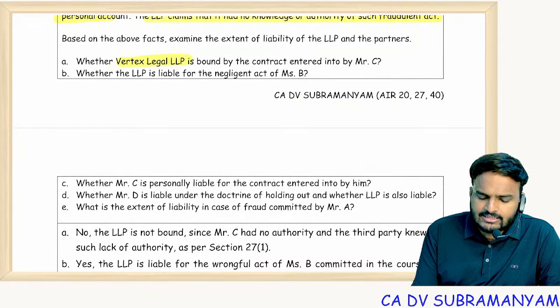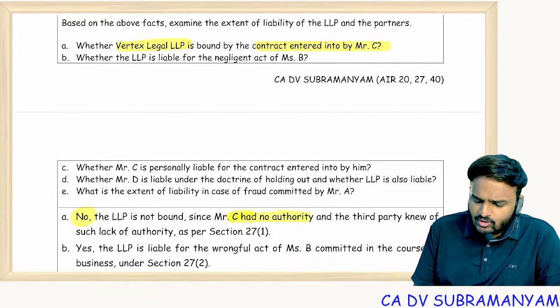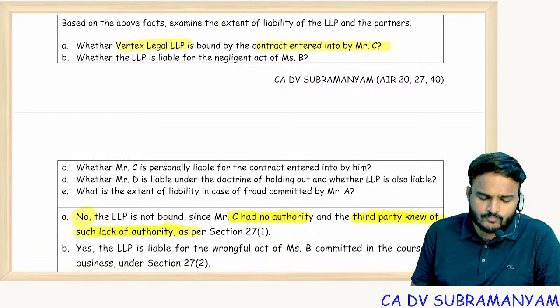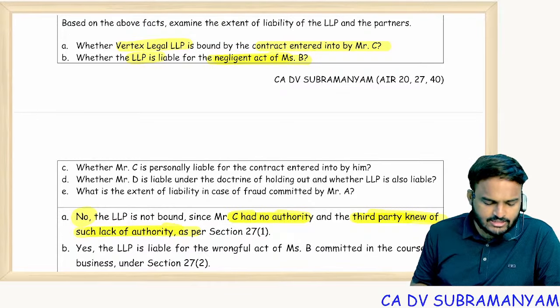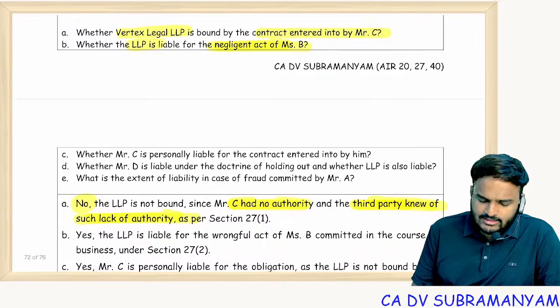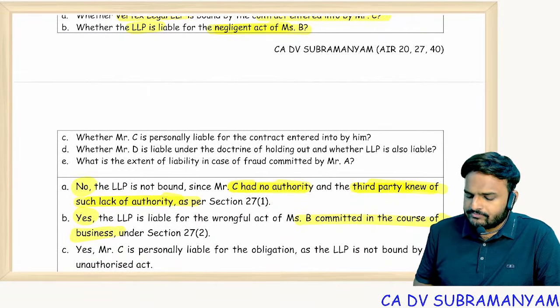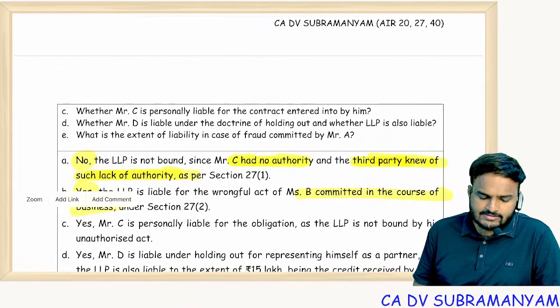Whether Vertex Legal LLP is bound by the contract entered into by Mr. C? Answer is no, because he had no authority, and the third party also knew of such lack of authority. Whether LLP is liable for the negligent act of Ms. B? Of course, yes, because she committed it in the course of business.